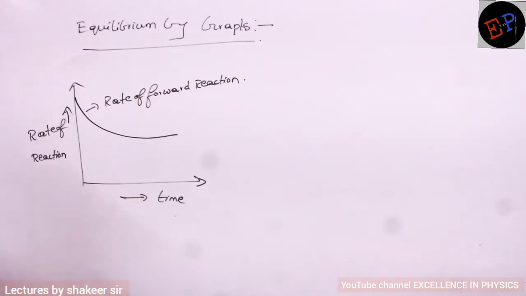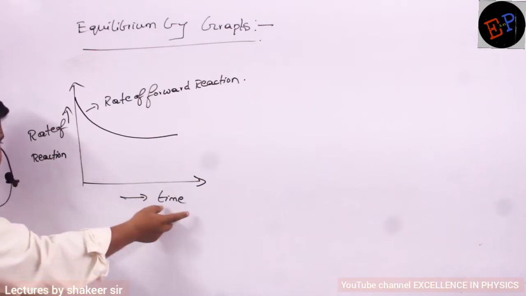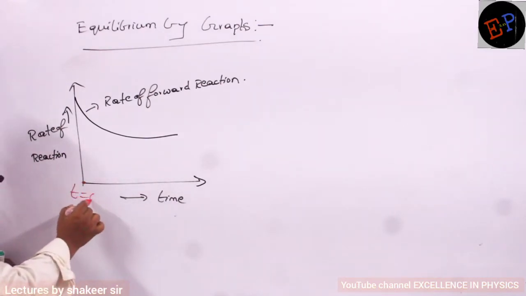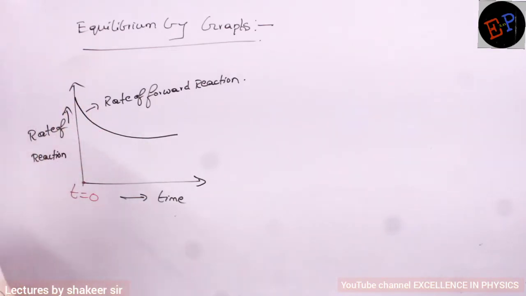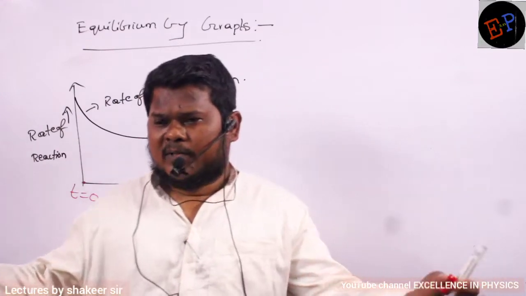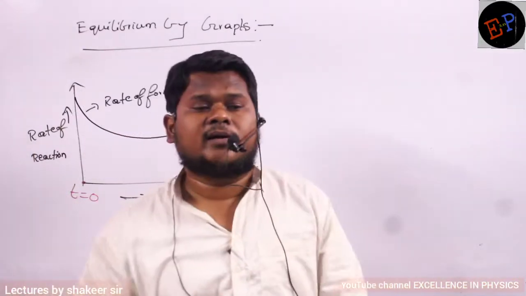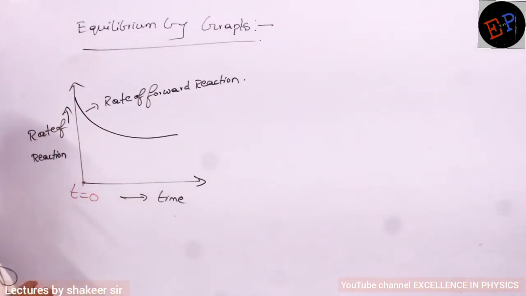Can you say why I have drawn the graph like this? What is the meaning of this graph? As the time passes, the rate of reaction reduces. Initially, when time t is equal to 0, the number of reactants will be very large. But as the reaction happens, products will increase and reactants will decrease. That is why I have drawn the graph like this. Are you able to understand?